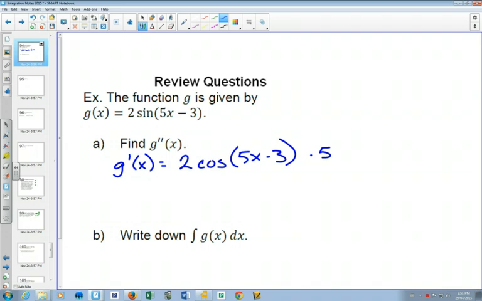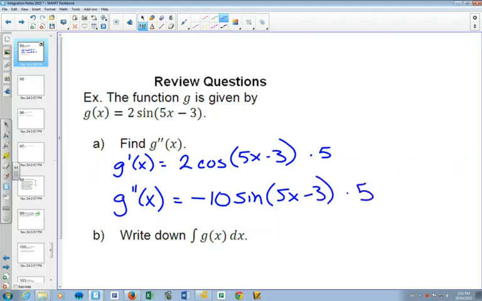minus 3. And then for g double prime, I'm going to imagine I already had the 10 out in front. Now the derivative of cos is negative sine, so I'll put the negative out there and have sine 5x minus 3, and then chain rule again times 5. So it would be the same as negative 50 sine 5x minus 3.